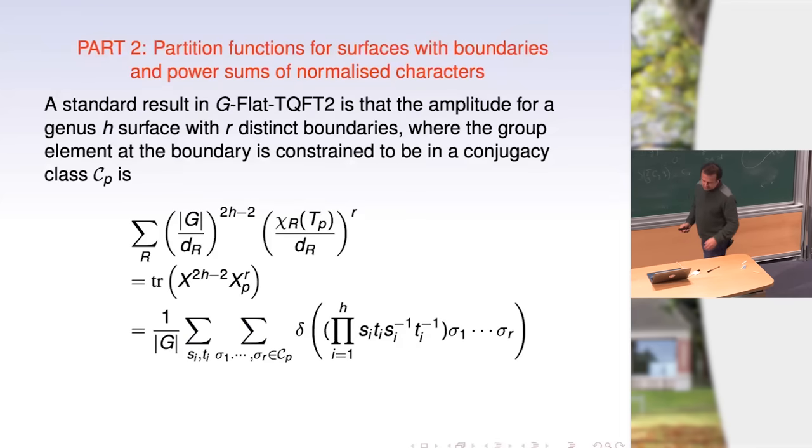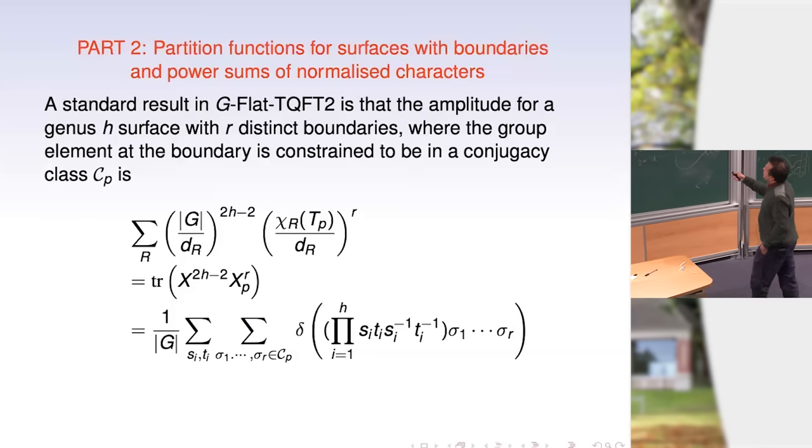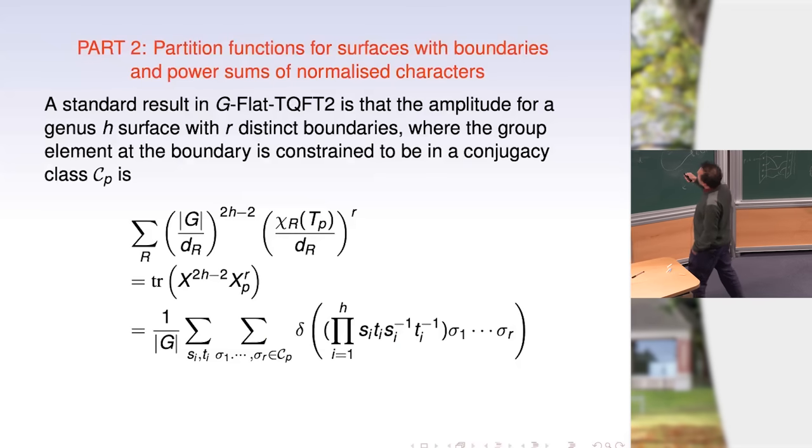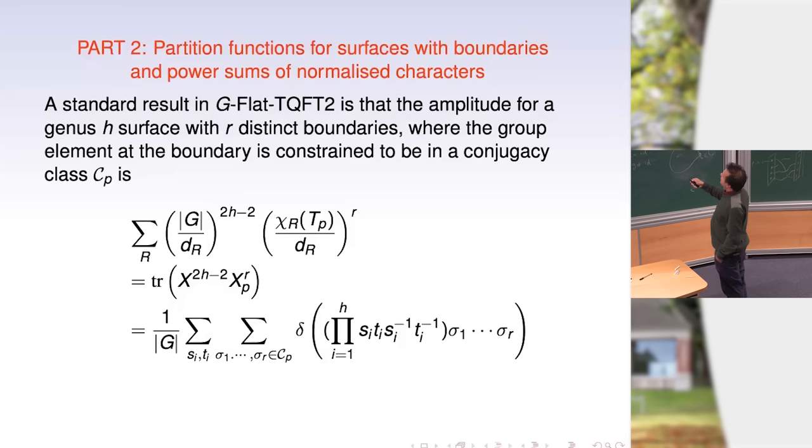Okay, great. So a standard result in G-flat TQFT is that if you take genus H with R distinct boundaries, you can put arbitrary conjugacy classes, but let's put a fixed one, TP. You're going to get this power of G over DR, which depends on the genus. Again, there's a formula which is completely combinatorial, where you have sums over group elements in that conjugacy class, and then you have something having to do with the handles, and then you take a delta function. So again, this is completely combinatorial.